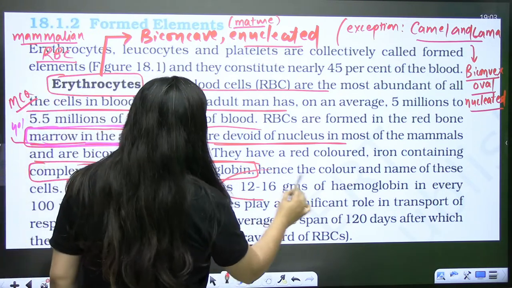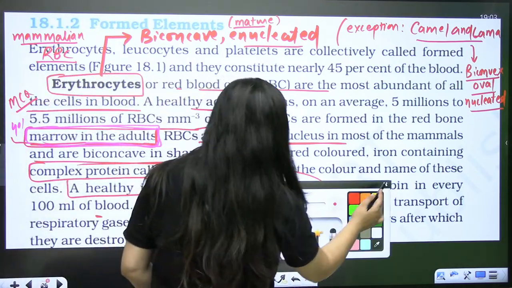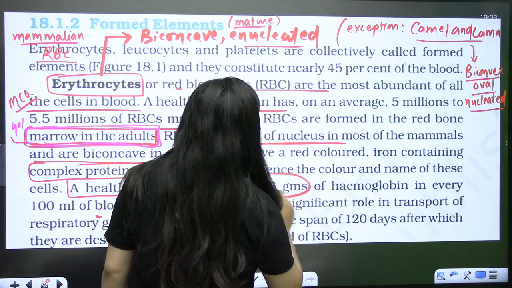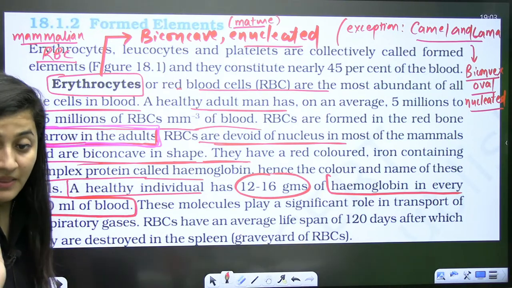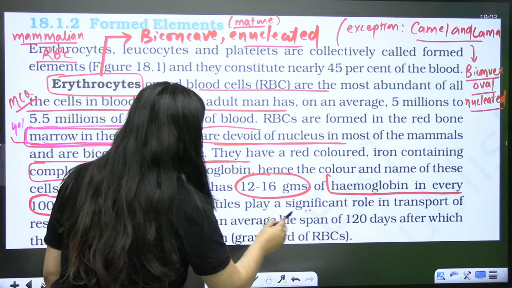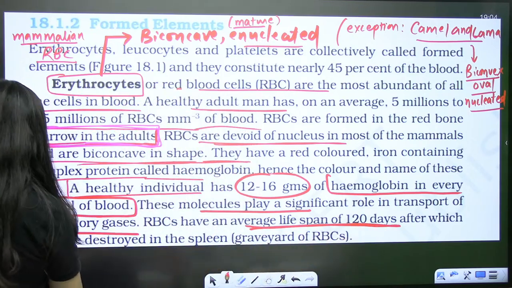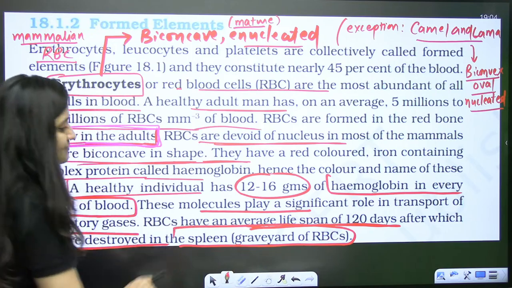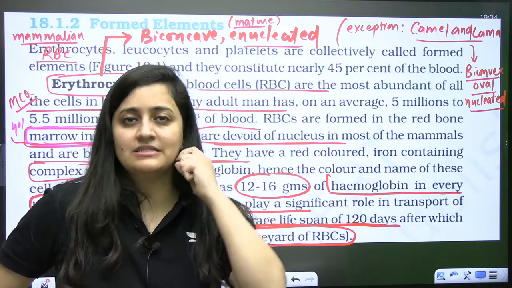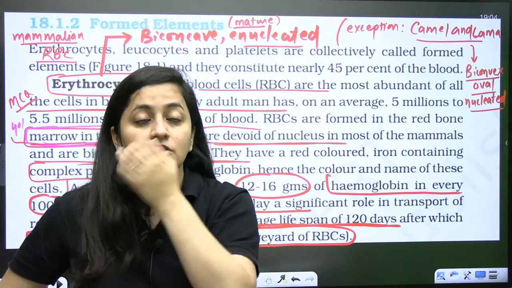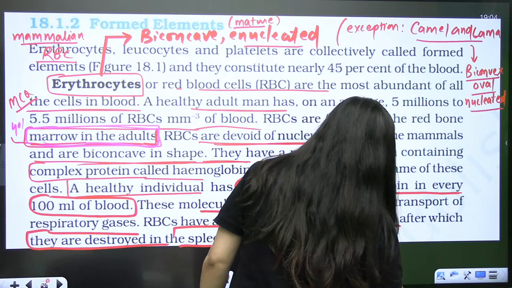So a healthy individual has 12 to 16 grams. Yes, I mentioned 12 to 15, now you write it as 16, because we have to follow the NCERT at any cost. So 12 to 16 grams of hemoglobin in every 100 ml of blood. This information is important. These molecules play a significant role in transport of respiratory gases, and they have an average lifespan of 120 days, after which they are destroyed in the spleen. So what is the spleen? It is an organ somewhere near the stomach. We will discuss that when we start the lymphatic system. You call it the graveyard of RBCs. It is also known as the reservoir of RBCs.